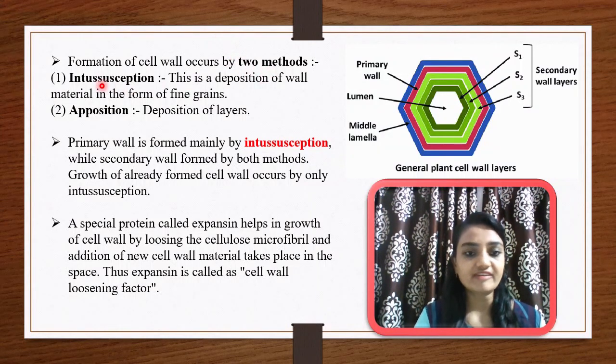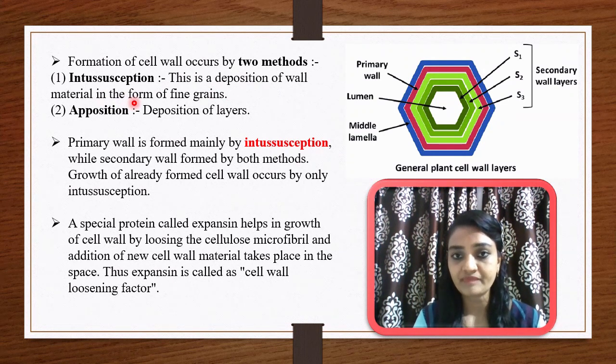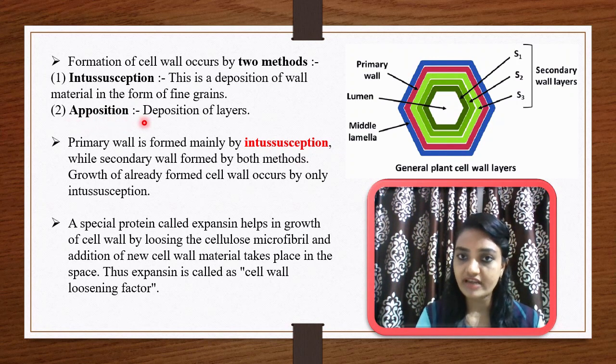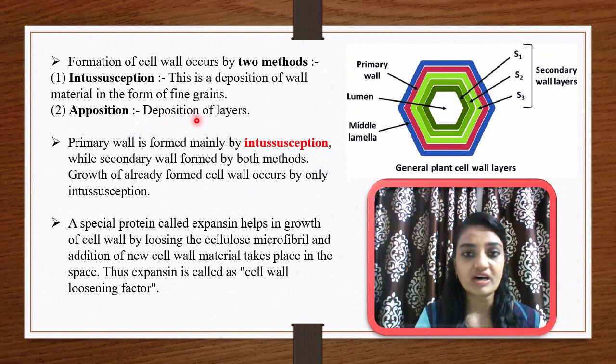Out of that, first is intussusception and second is apposition. So let me see what intussusception is. Intussusception is the method in which deposition of cell wall material occurs in the form of fine grains. Okay, so fine grains will be arranged like that and a layer will be formed, and such a method is called intussusception. Then second is apposition, and it is layer deposition, meaning it will form layers. Okay, not in the form of fine grains, it will form layers and it is called apposition.